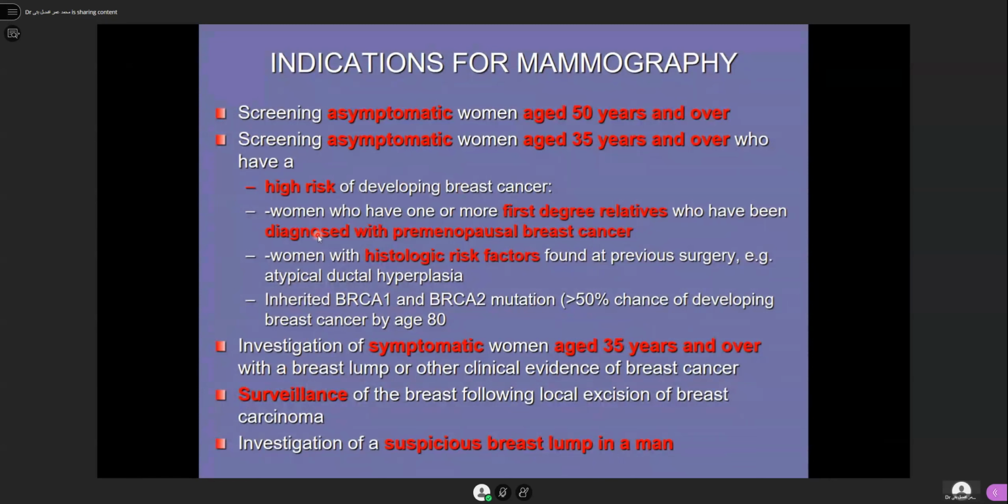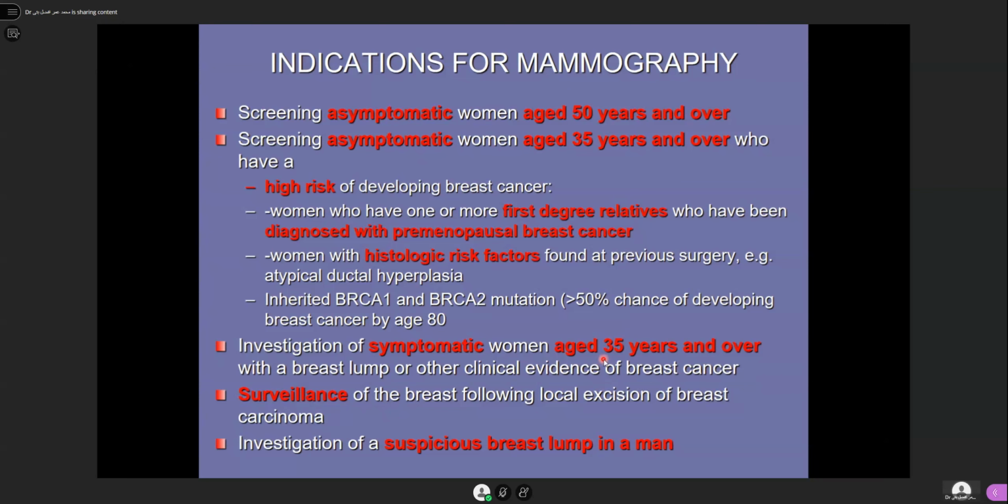We also perform mammography in patients who are symptomatic. The patient comes with a history of a breast lump, bloody discharge from the nipple, or skin discoloration. All these are signs and symptoms of breast cancer. So, in those women, we can perform mammography after 35 years of age. We cannot perform mammography in symptomatic women before 35 years of age.